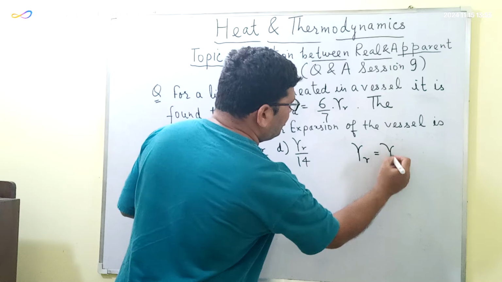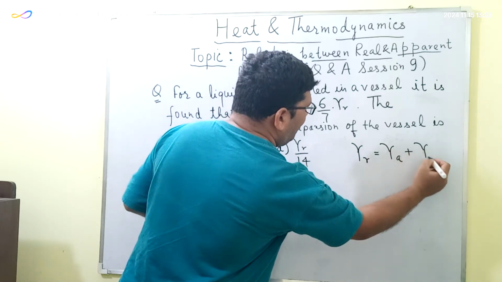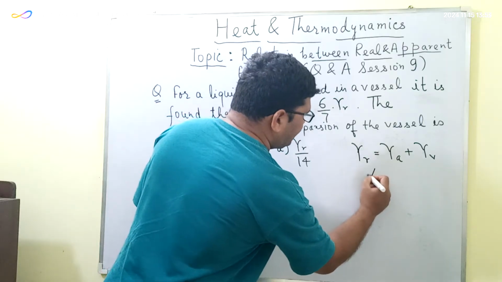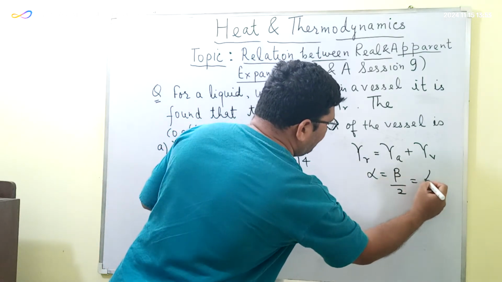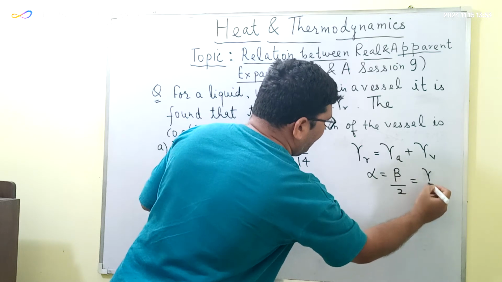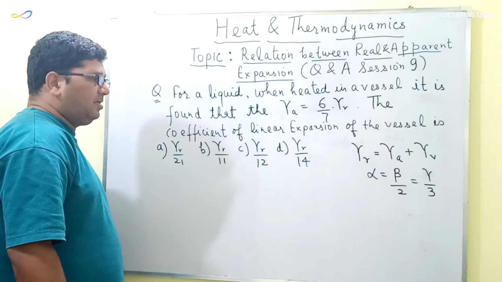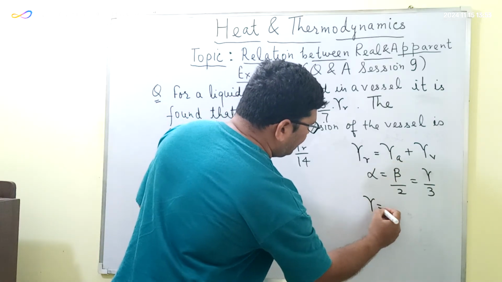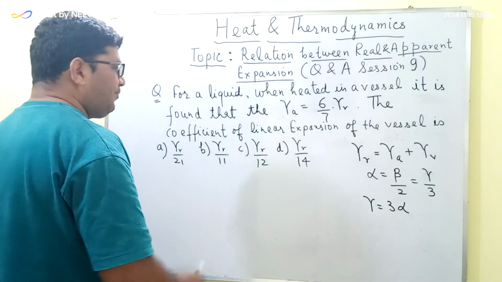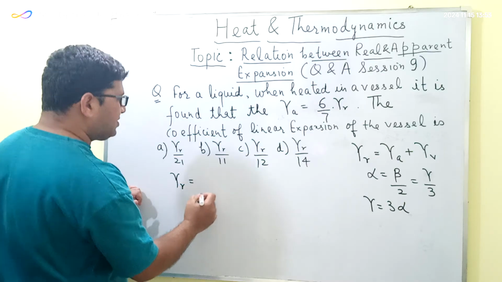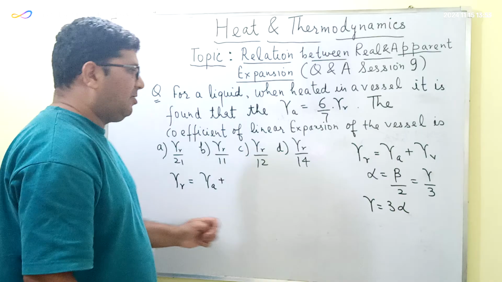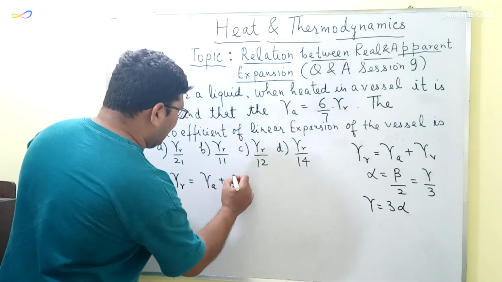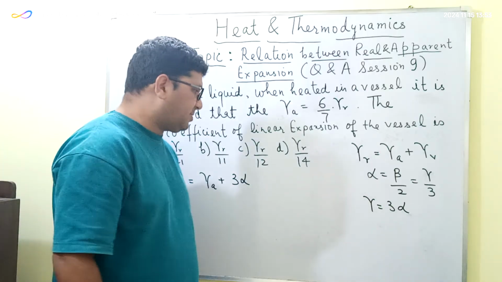that is, the coefficient of real expansion is equal to the coefficient of apparent expansion plus the coefficient of volume expansion of the vessel in which it is kept. Now, there is one more relation, that is alpha is equal to beta upon 2, which is equal to gamma upon 3. So from this relation, we can say that the coefficient of volume expansion is equal to 3 times alpha. So the coefficient of real expansion is equal to the coefficient of apparent expansion plus, now here the coefficient of volume expansion can be substituted by this value, that is 3 alpha, where alpha is the coefficient of linear expansion.